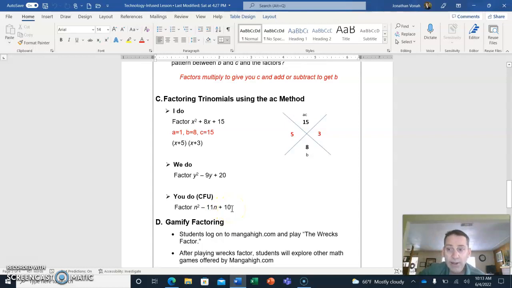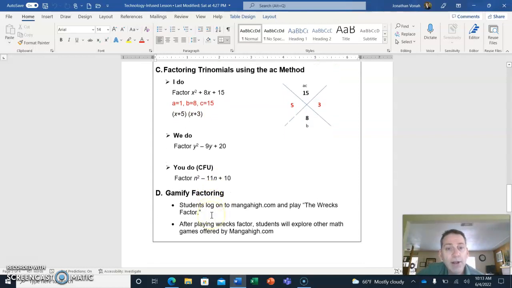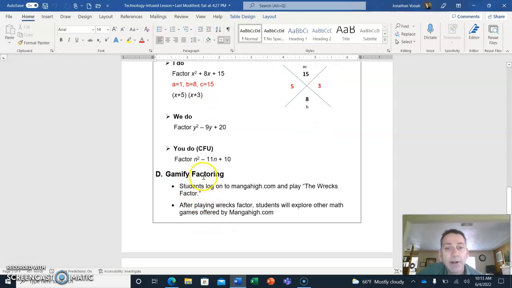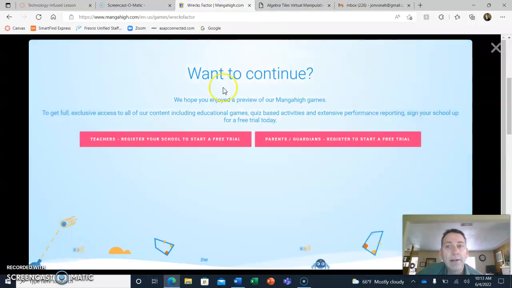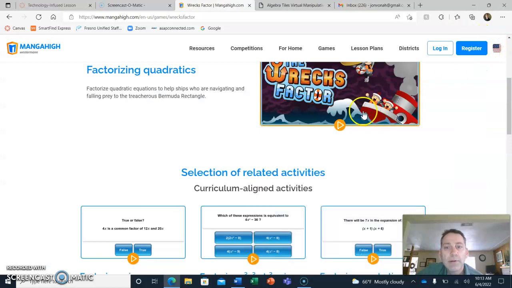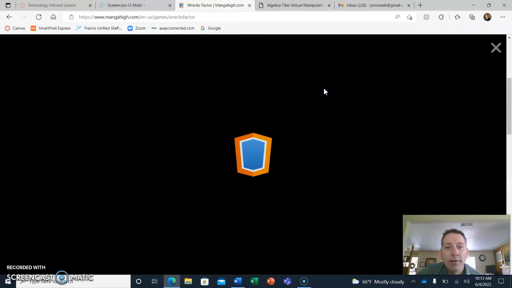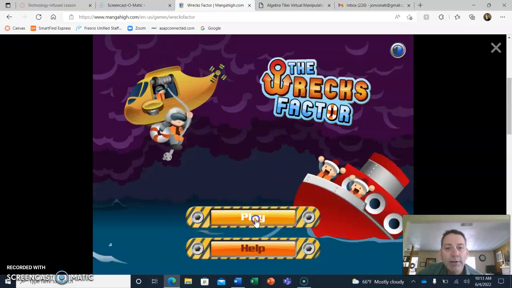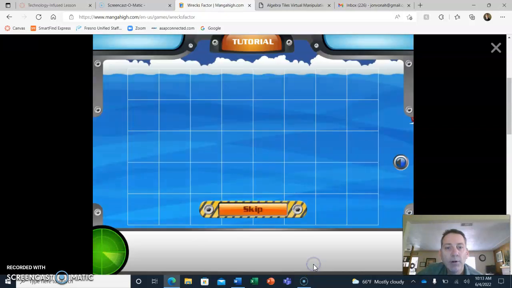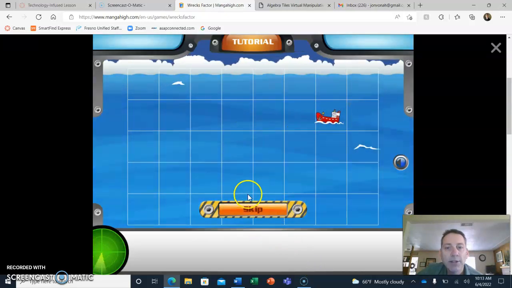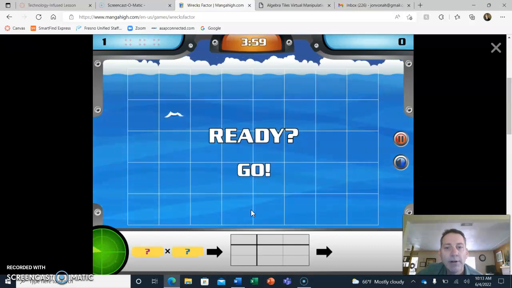And then when I felt like they were far enough along, I would gamify factoring. So I'd have them go to mangahigh.com and play the Rex Factor. Let me show you what that looks like. So it looks like this. Oops, let's go back into there. So the Rex Factor. I'm just going to have them do the simple ones to start off. It gives you a little demonstration here of how to do it.